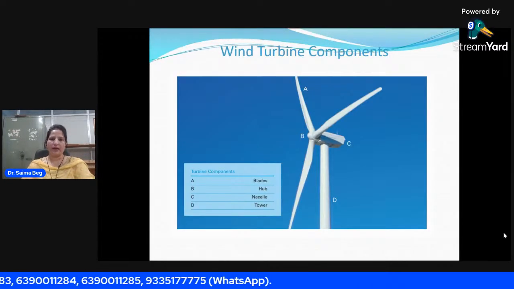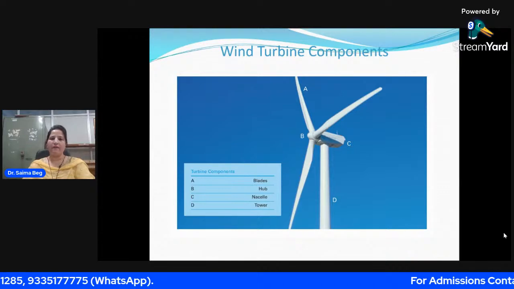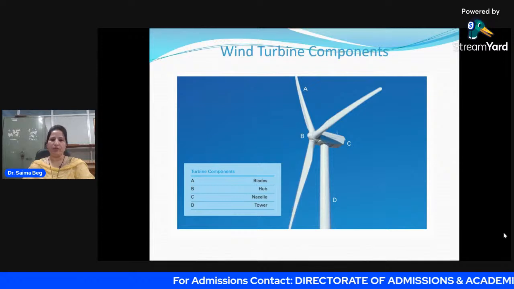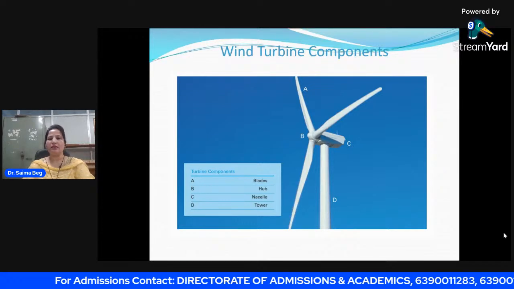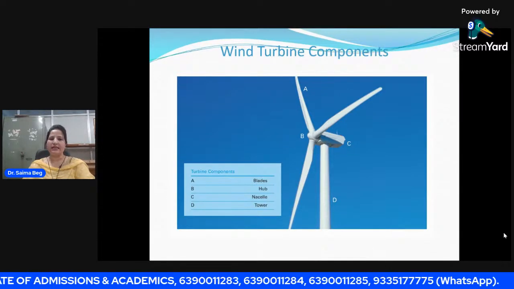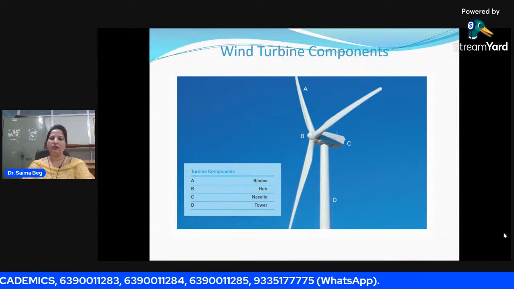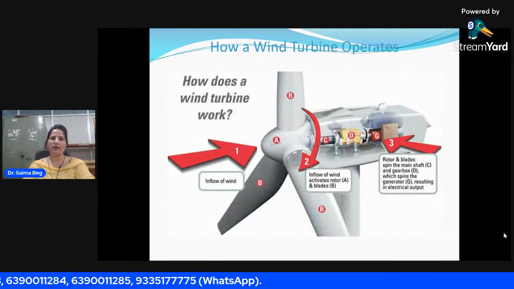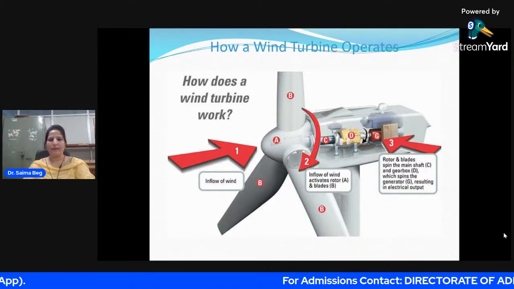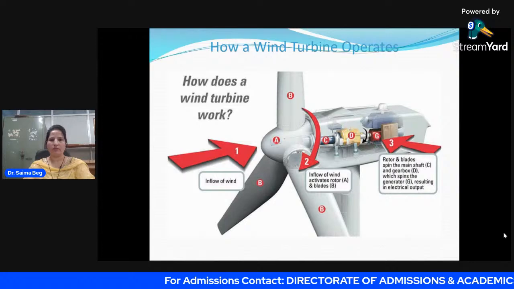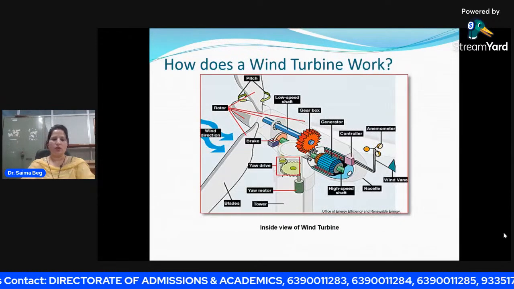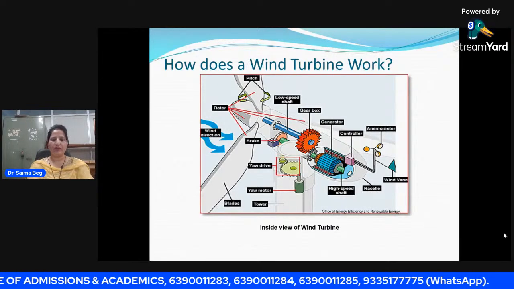This is the wind turbine. We see that we have the three shafts there, and the components A, B, C, and D. The A component is the blades of the wind turbine. B is the hub, C is the nacelle, and D is the tower. If we see the internal structure of this wind turbine, it will be like this. You can see how the wind turbine works. So this is the internal structure of the wind turbine.